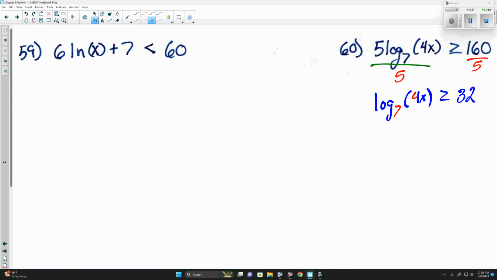Now at this point here, we're going to put both sides to the base of 7. Those will cancel, telling us 4x is greater than or equal to 7 to the 32nd.